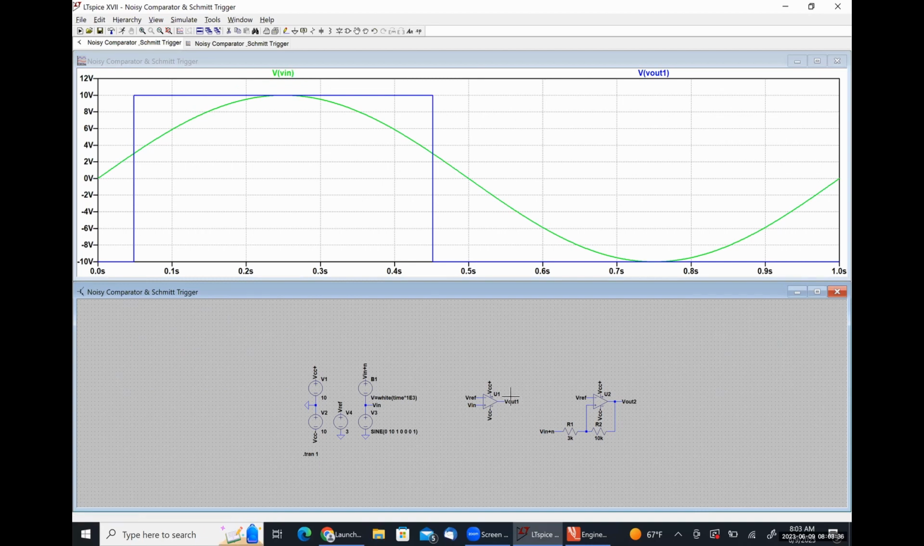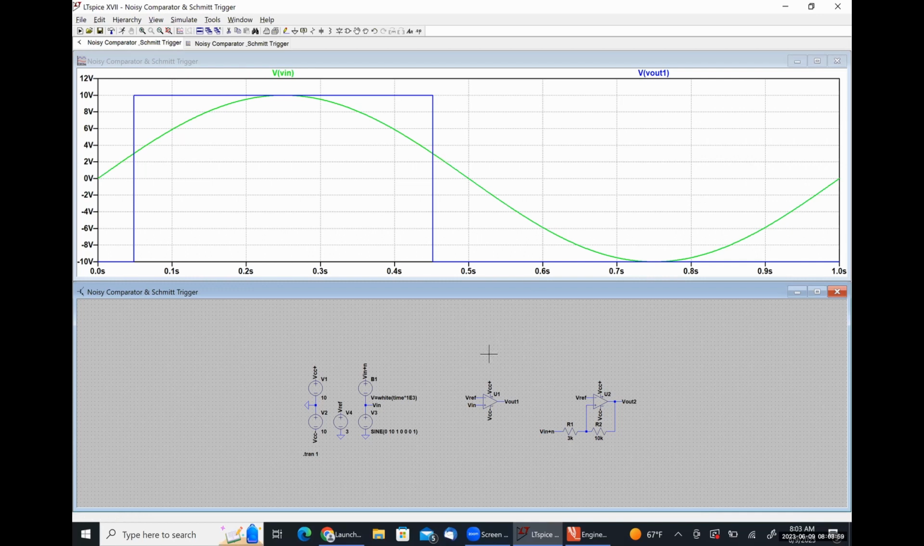and Vout. And we can see quite easily that our output voltage goes low whenever Vin is less than 3 volts, and our output voltage goes high whenever Vin is greater than 3 volts. So we have a simple non-inverting comparator.